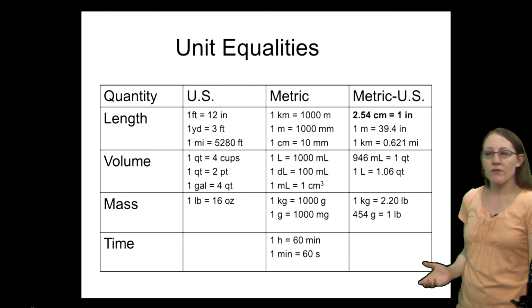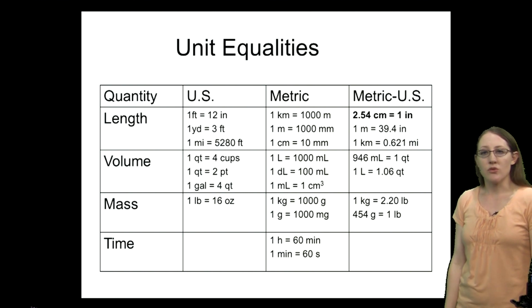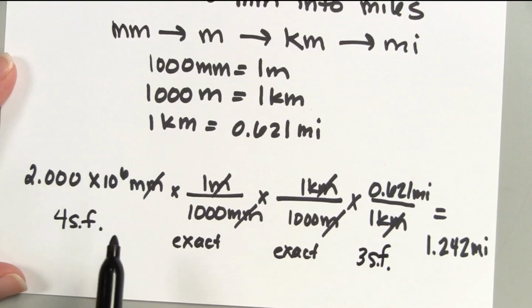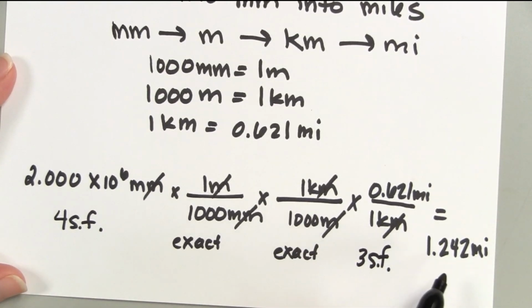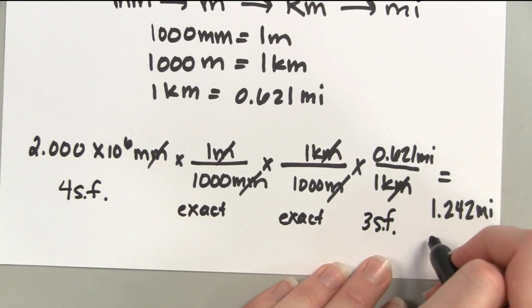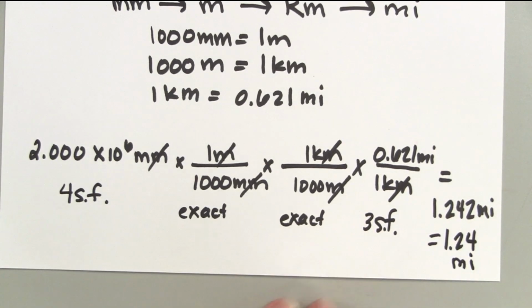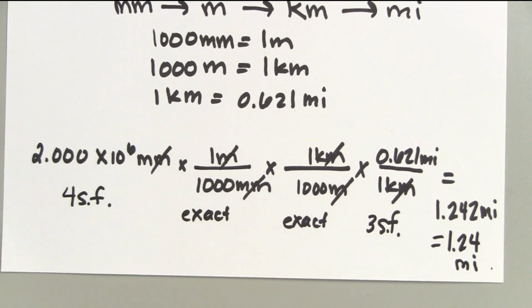So now, given that information, let's go back to our problem and apply the significant figure rules. When we look through, we're doing multiplication. The answer is going to have to be to 3 significant figures because it is limited by the least number of significant figures present in the problem. So our real answer is 1.24 miles, and that would be correct.